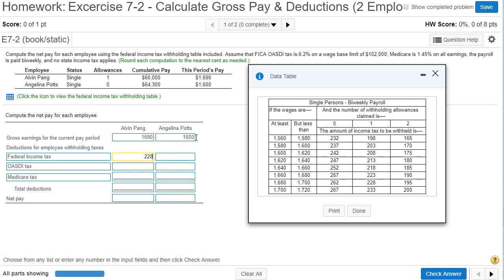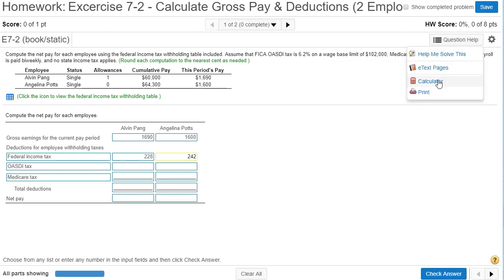Now we can look up Angelina Potts. Notice on this table there are 2 $1,600s. There's this one, and then there's this one. Let's start with the first one. Notice this column says "but less than $1,600." How much is she getting paid? She's getting paid $1,600 gross, so it's not less than $1,600. So we go to the column where it says "at least $1,600." We're going to use this row, and it looks like she's got 0 allowances, so $242. So we're done with the FIT table.